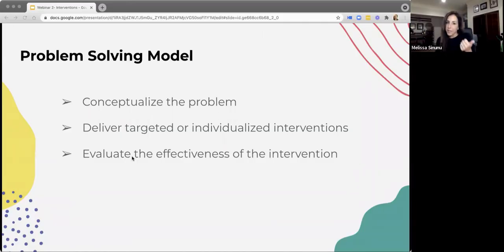Conceptualizing the problem. Is there a problem? What is it? Delivering targeted or individualized interventions. So what are we going to do about it? And finally, evaluating the effectiveness of the intervention. Did the intervention work? So a key strength of the problem-solving model is that individualization. But as you can imagine, the time it takes to implement is not always practical.